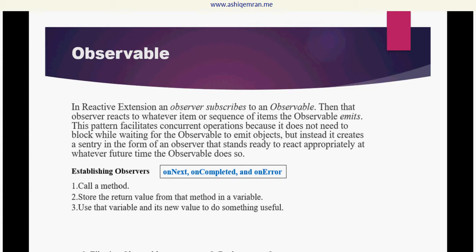Why do we need this? When the operation is complete, what is on next? If it has any error, what is on error? So call a method, and store the return value from the method in a variable. When we are calling a method, we have to store the return value from that method in a variable, and we have to use this new value, which is useful.